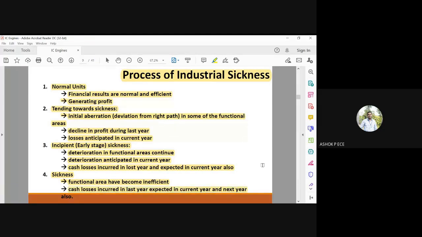So the 3 years: past, present, and future. Last year also the cash loss was there. This year also the cash loss is there, and next year also I'm expecting a cash loss. So this is an indicator that your enterprise is going to be sick.